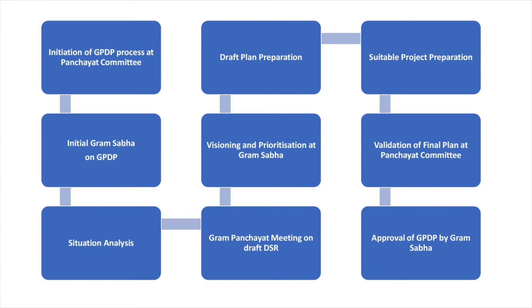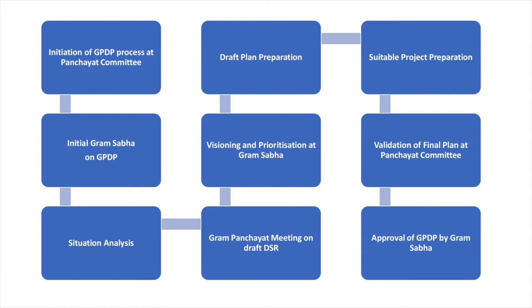Step 7 is the project preparation. After preparation of the plan and allocation of the funds from the respective resources, a detailed project along with the budget estimate needs to be prepared. This should be jointly prepared by the working groups or task force, respective line department officials, and the Gram Panchayat committee. Step 8 is the Gram Panchayat committee meeting for validation of the final plan. The Gram Panchayat committee meeting is needed for validating the final plan prepared based on the technically sanctioned projects and resource allocation. The Panchayat committee should ensure that the plan is prepared as per the decision of the Gram Sabha and place it before the Gram Sabha for final approval.